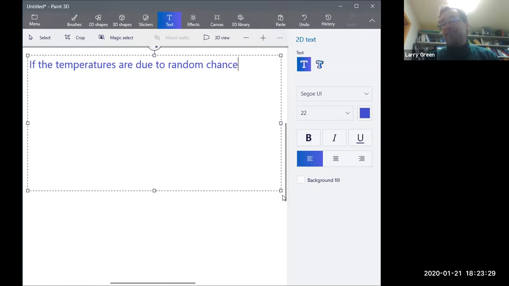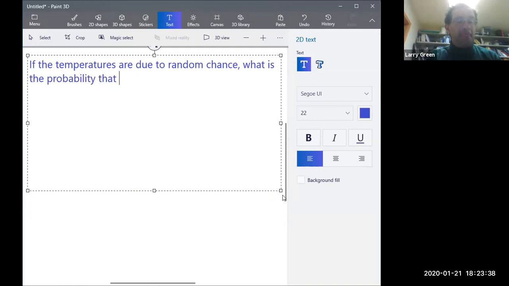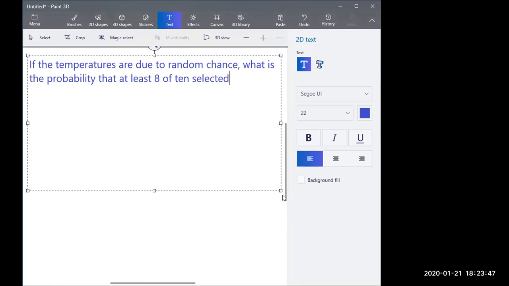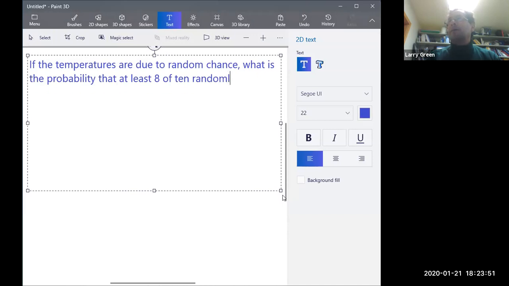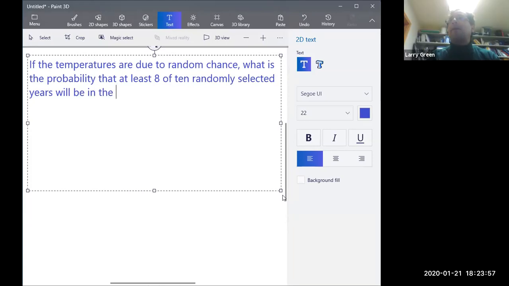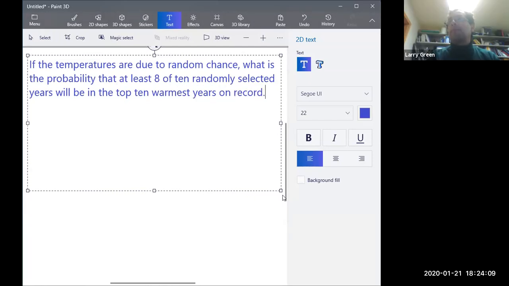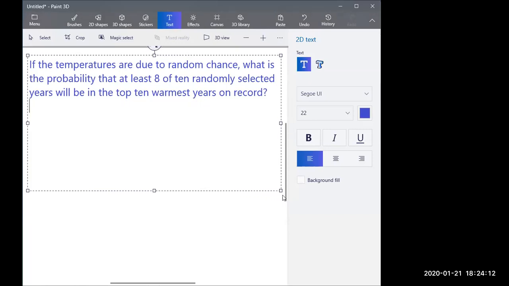So if it has nothing to do with us and it's just every year is a random year, what is the probability that at least 8 of 10 selected years, and actually write randomly, will be in the top 10 warmest years on record? Any questions about the question?